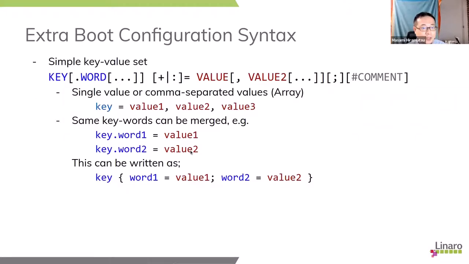So, okay, let me explain the extra boot configuration syntax. It consists of a simple key value set. The key is dot connected words. You can consolidate the options for the same module with the same prefix keys. And you can set a value or array values as a comma separated list as below. And some same key words can be merged. For example, key.word1 equal value1 and key.word2 equal value2 can be written as key brace word1 equal value1 and word2 equal value2 and brace close.